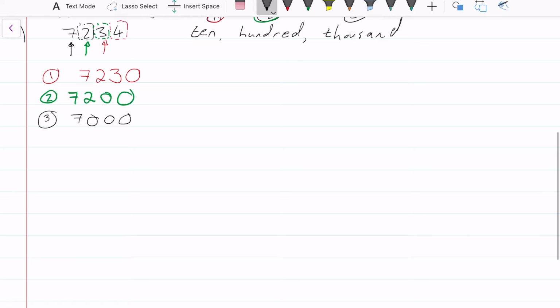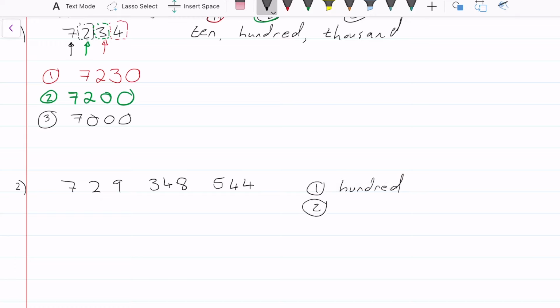Let's look at another number. Let's look at a bit of a long number: 729348544. First we want to round to the nearest 100. Second, we want to round to the nearest 100,000.